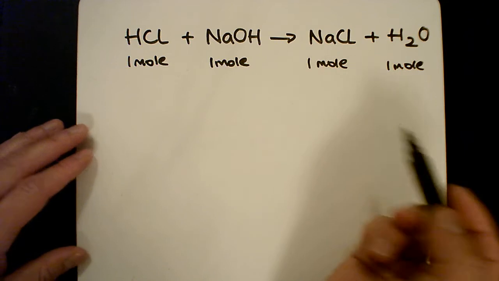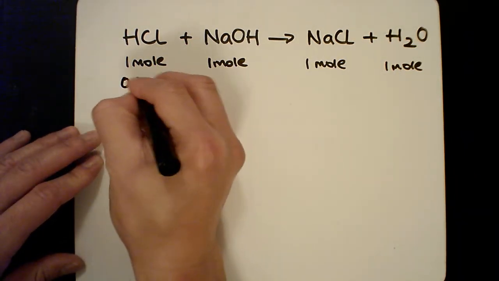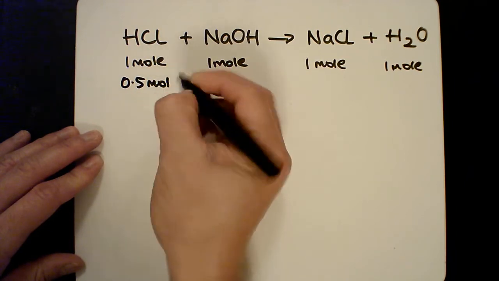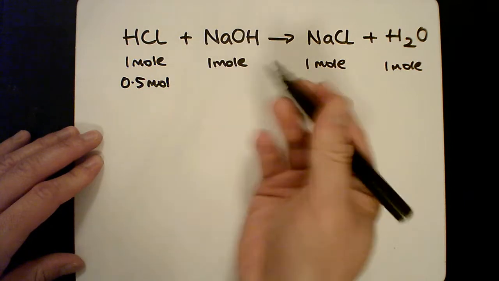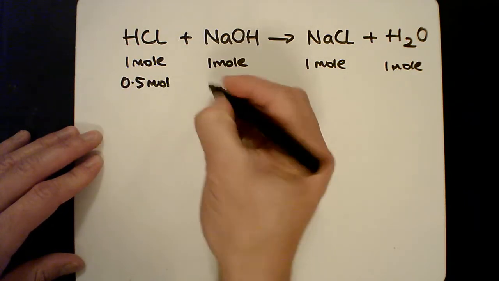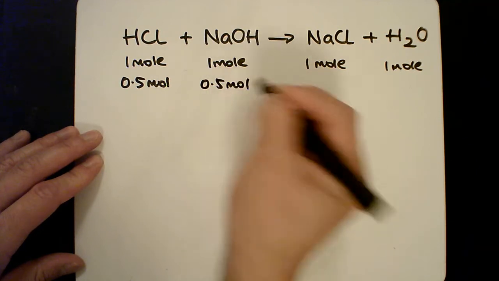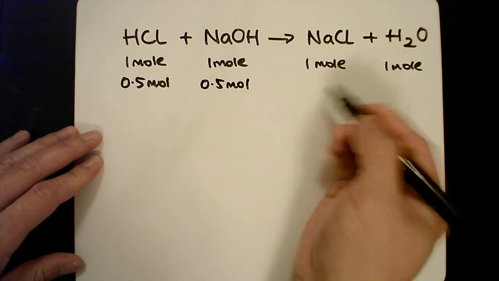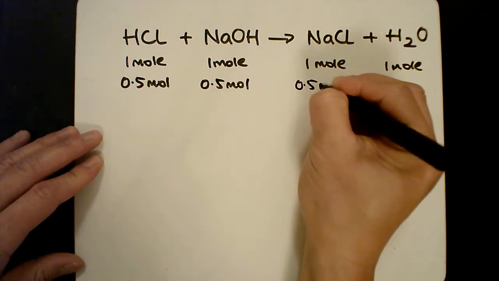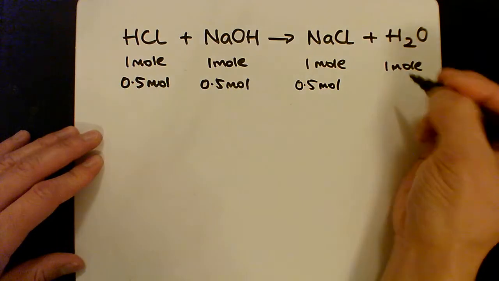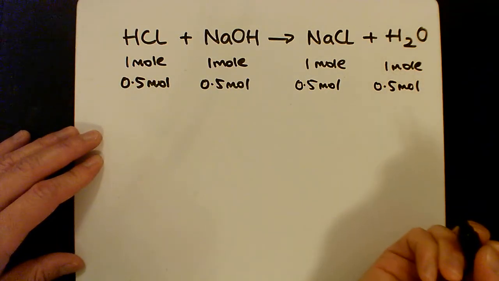Now, if we had 0.5 moles of hydrochloric acid, because of the stoichiometry, we need 0.5 mole of sodium hydroxide for this reaction to proceed, which will give us 0.5 mole of sodium chloride and 0.5 mole of water.